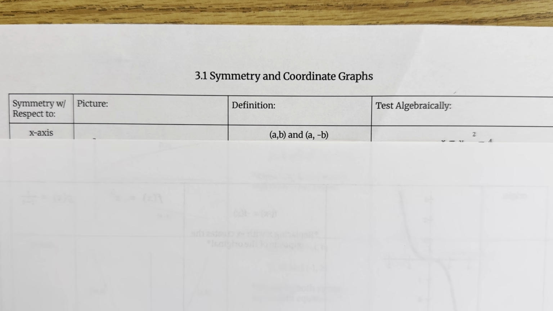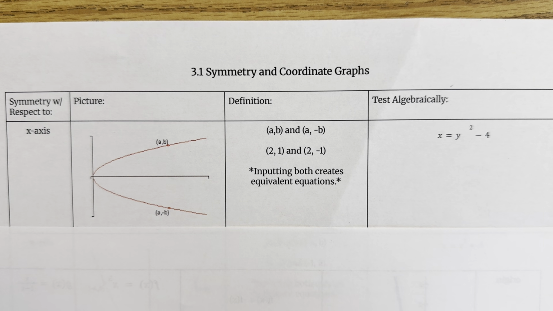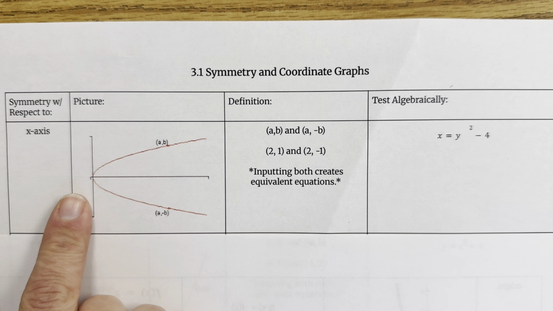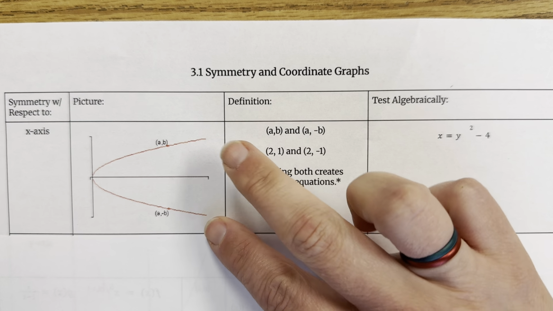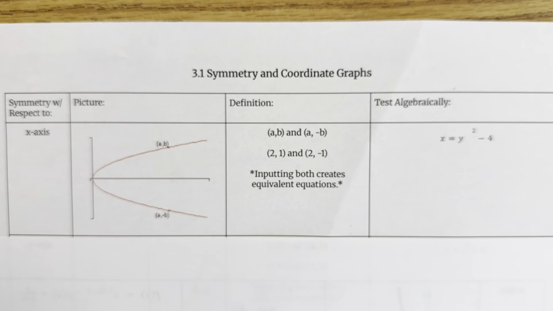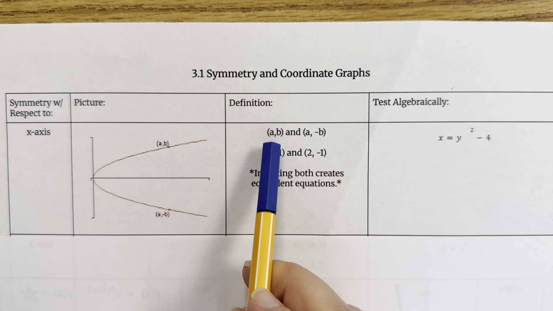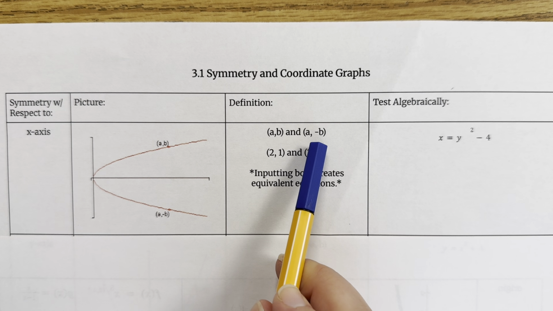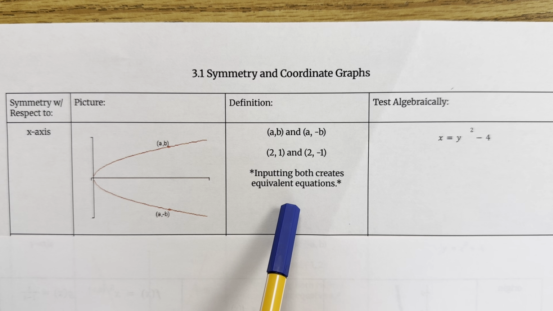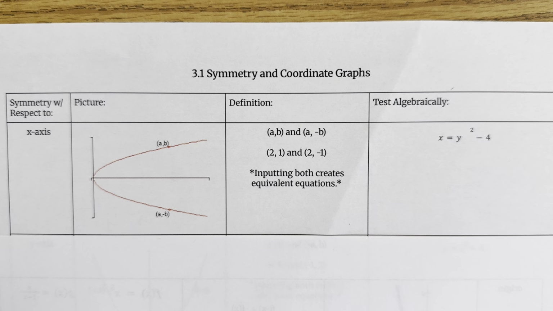Please feel free to pause as needed. So our first one is symmetry across the x-axis, and it's going to look like this. Here's our x-axis. If we were to fold on that x-axis, our function would sit on top of each other. That's what we're talking about with our symmetry there. So for example, if we plug in a b or a negative b, we are going to end up with equivalent equations. Here's also a numerical example about what that looks like.